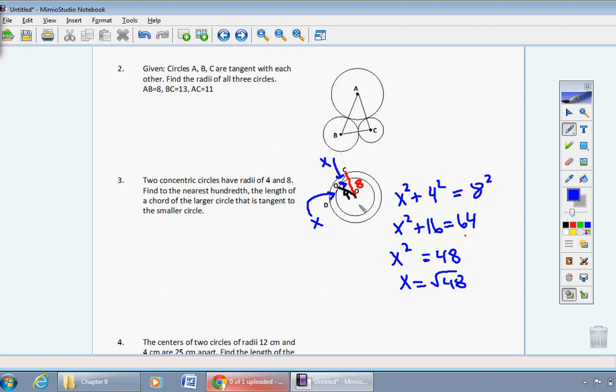Now, again, that's only x. The problem says find the entire chord. So CD would be equal to 2 times root 48, and then the problem wants it to the nearest hundredth, which means that it's going to be about, I believe, 13.86.